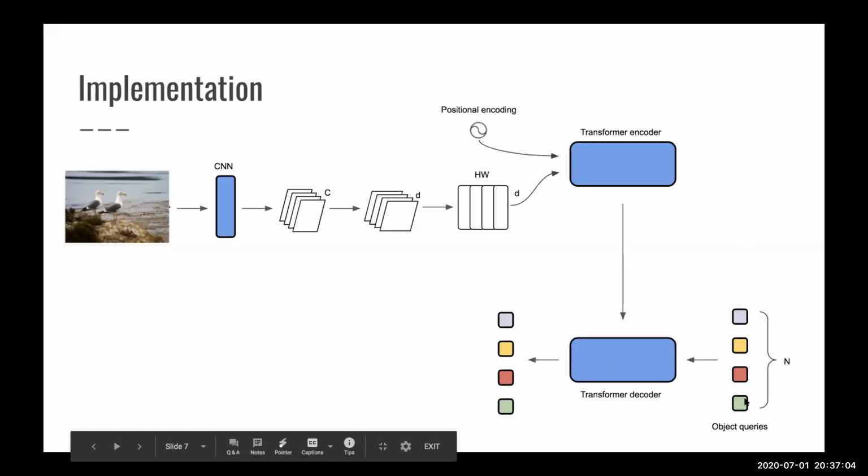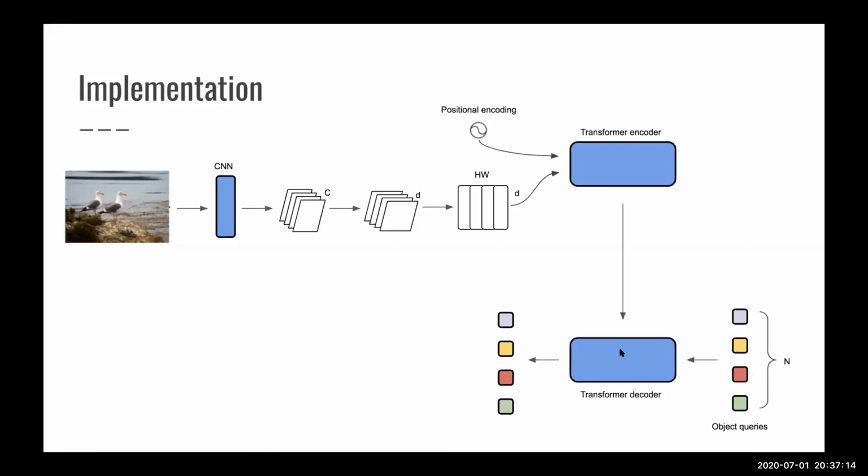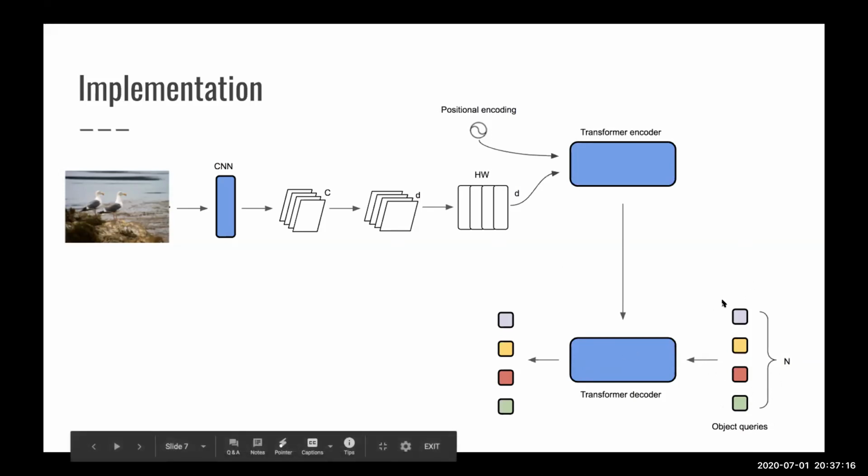So in this case, let's say n is 4, we would only be able to detect 4 objects in the image. So this serves as the positional, or a type of positional encoding, for the decoder. And these values are trained, right? So this is going to change based on your training set.